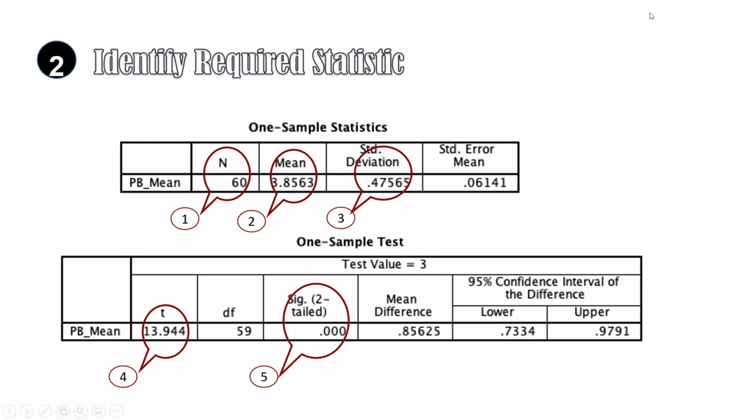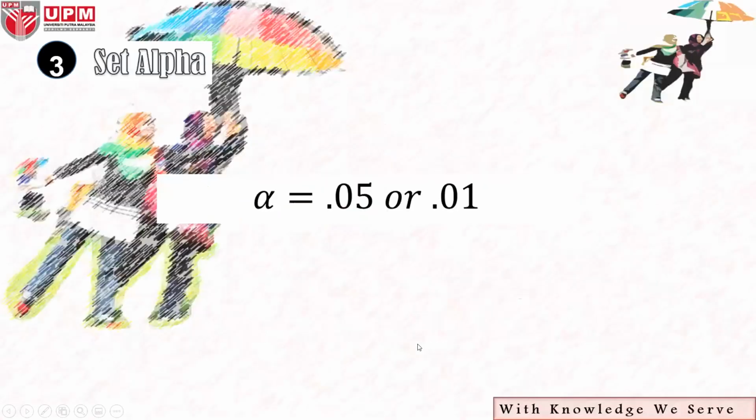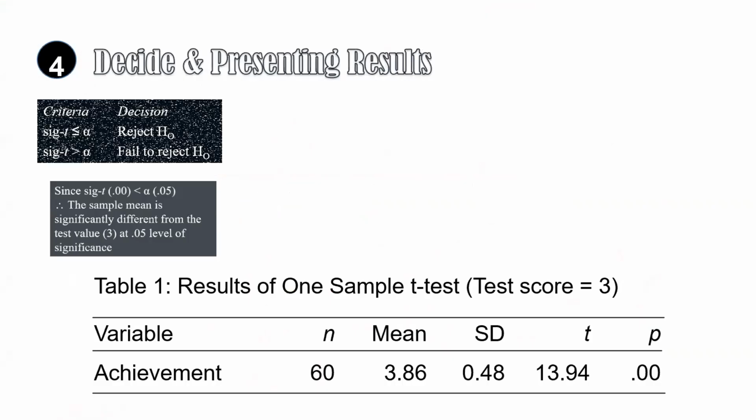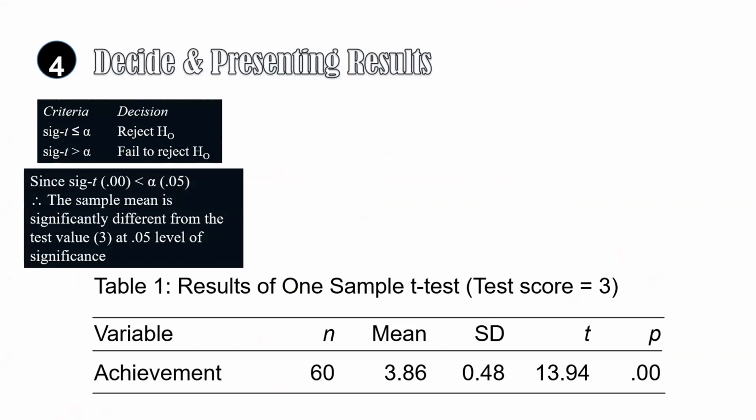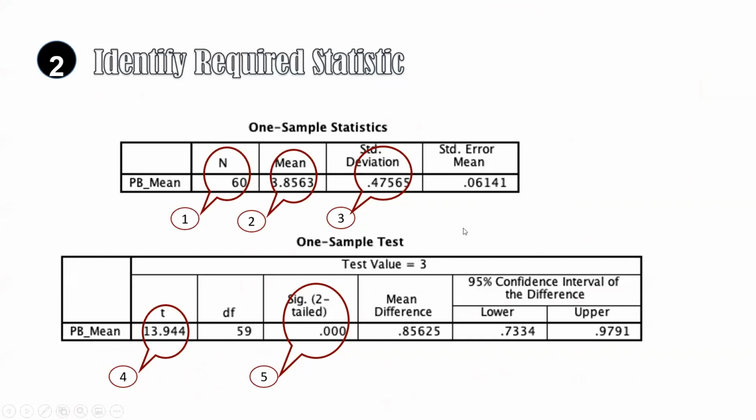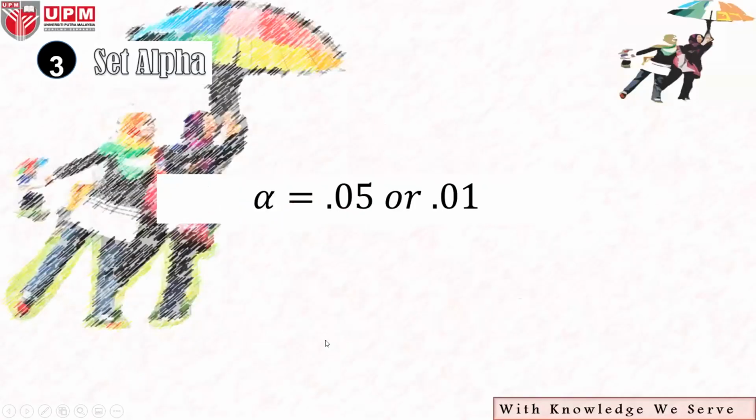But in terms of making a decision, what we need is the significant value only. We have to report both, but when we want to make a decision, what we need is the significant value, which we compare against the alpha that we set earlier. We set our alpha at either 0.05 or 0.01. Then we decide and present the finding. So we compare the significant value that we obtained from the analysis, which is 0.000, against alpha.